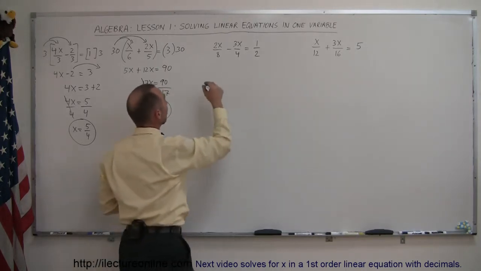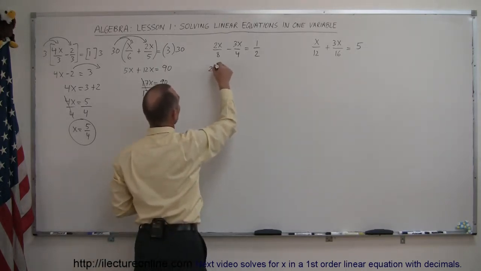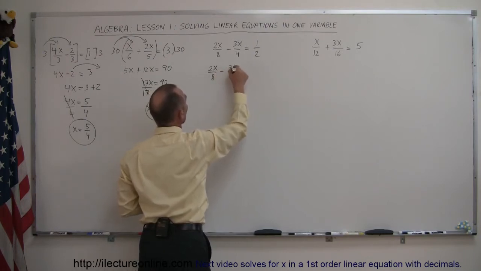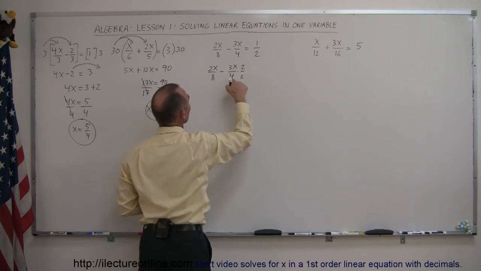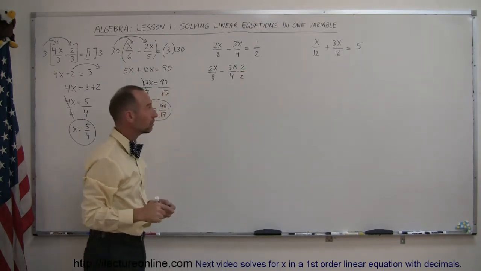So what that means is you don't do anything to the first term, that is still 2x divided by 8, minus, but now in the second term, you're going to multiply both the numerator and the denominator by the number to make the denominator 8.